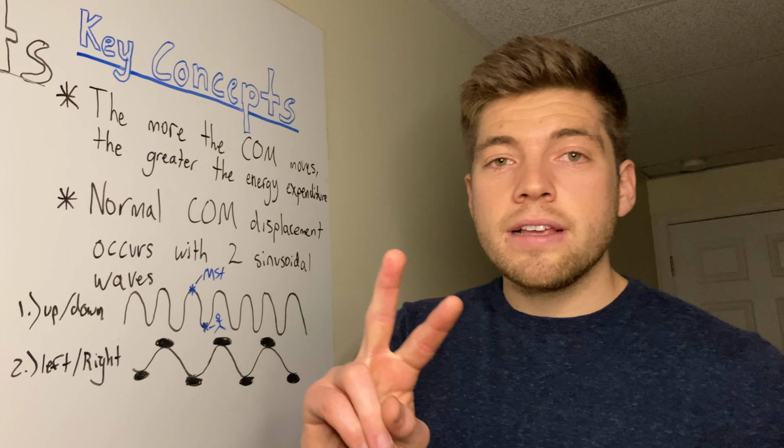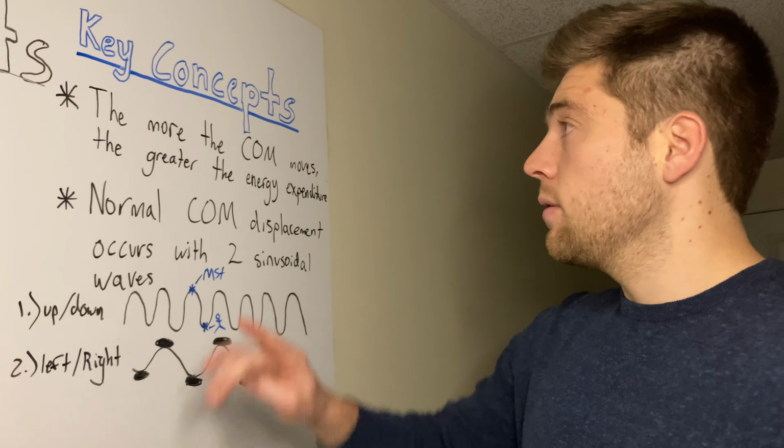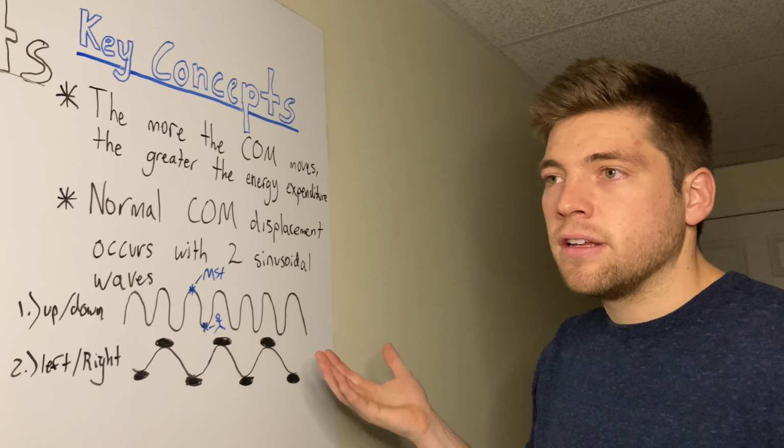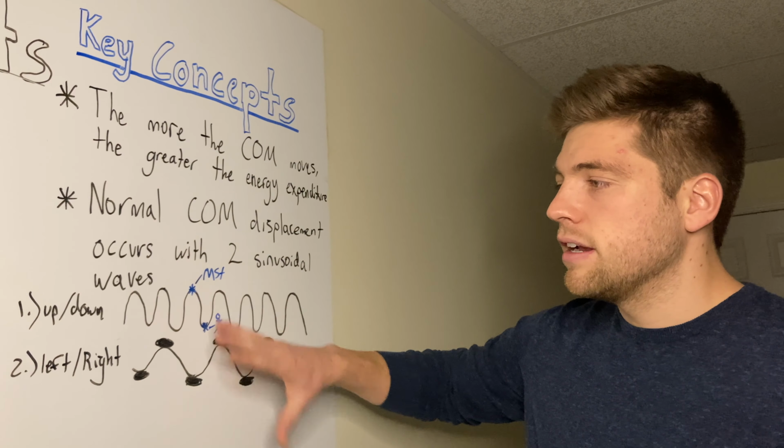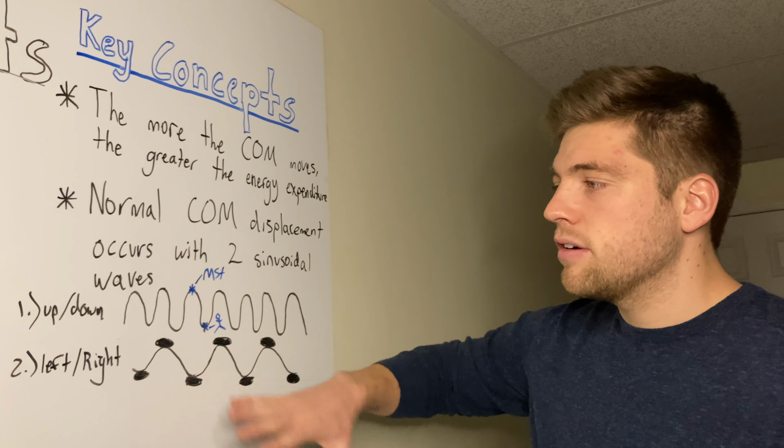Okay, there's two things I want to talk about before we get going. One is that the more the center of mass moves, the greater the energy expenditure, or the more energy it costs for your body. And that's not exactly true, as we'll see here. There's this up and down motion and side to side motion, but just take this as a general rule: if we limit the amount that our center of mass moves, or our body segments move, we will decrease how much energy we use.